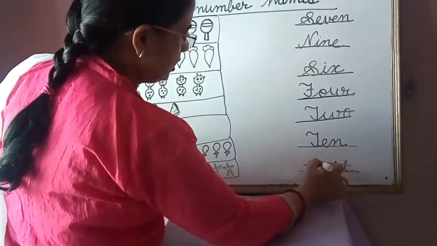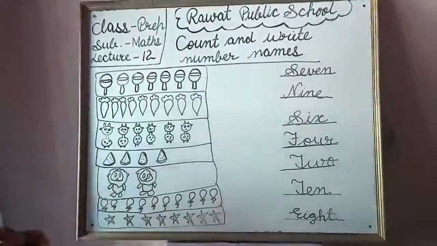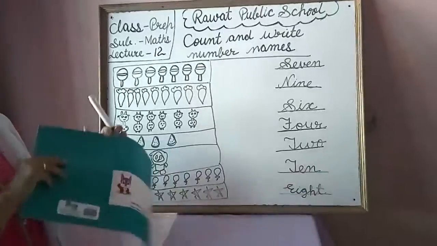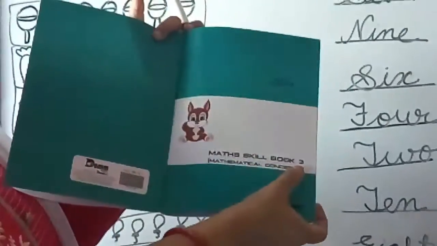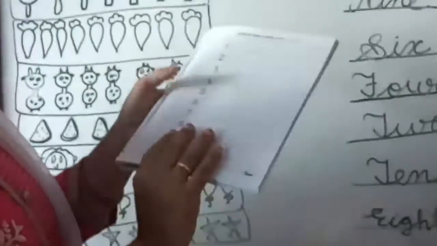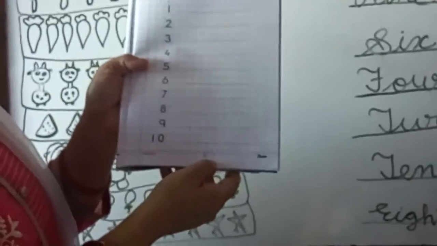E-I-G-H-T, 8. Okay. So children, please do this work in your book, page 3 number book, page number 20. Page number 20 and page number 21.